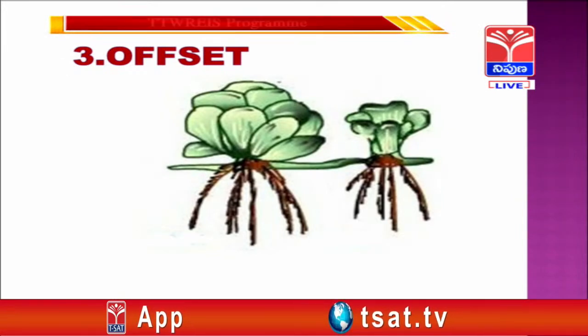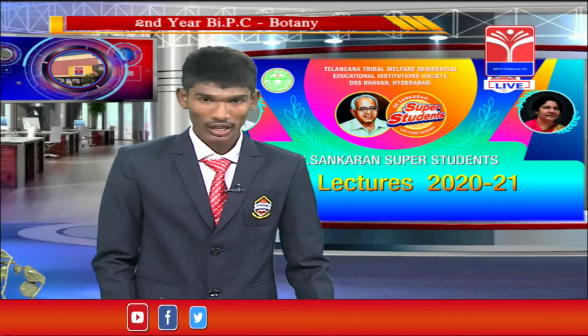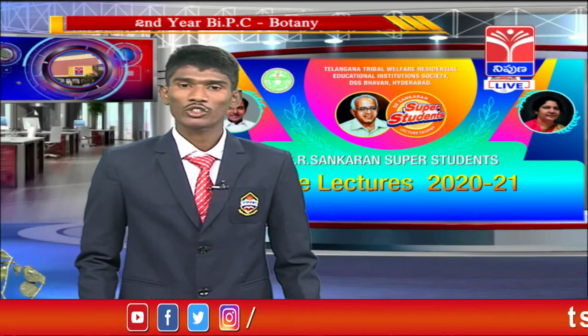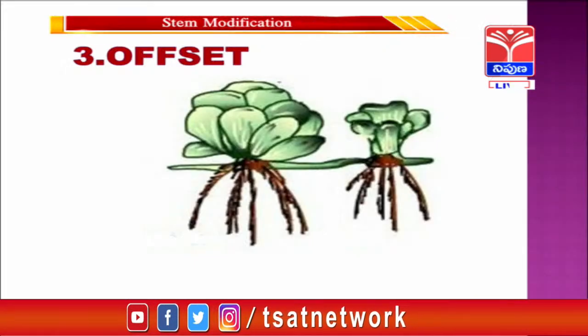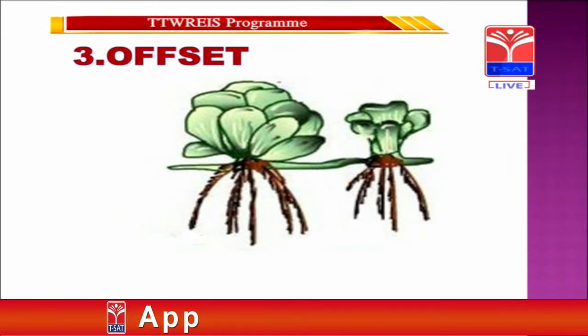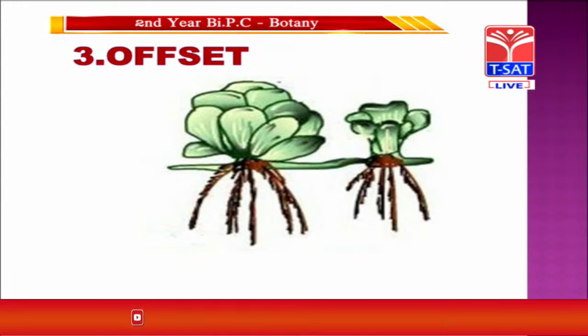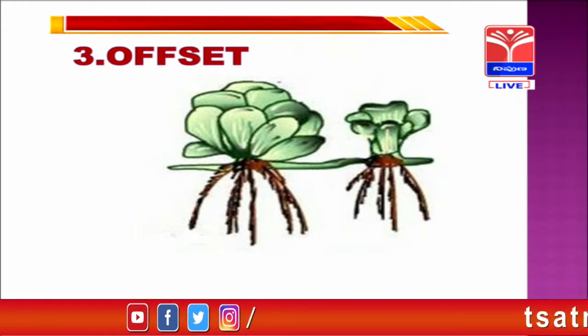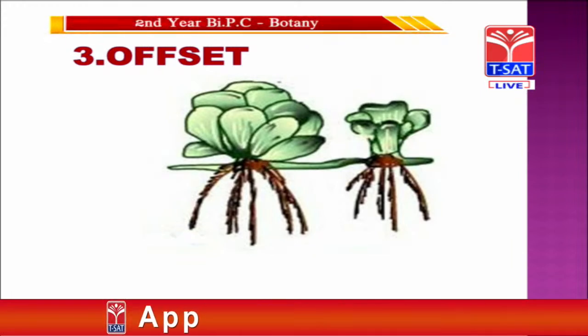Mostly offsets are found in aquatic plants. If you see the leaves of the offsets, the leaves are in the shape of a rosette. It bears a rosette of leaves and a tuft of balancing roots. It originates from the axis of the main stem. Examples for the offset are Pistia and Eichhornia.